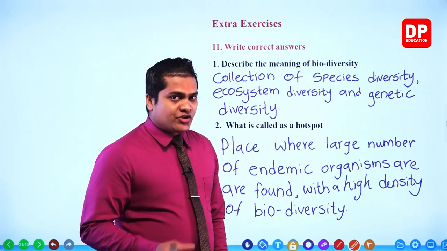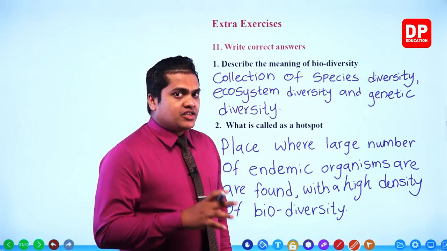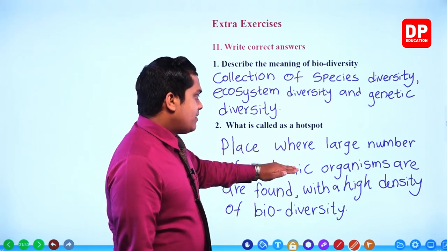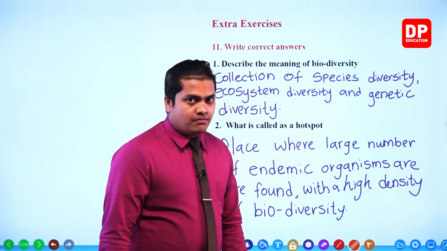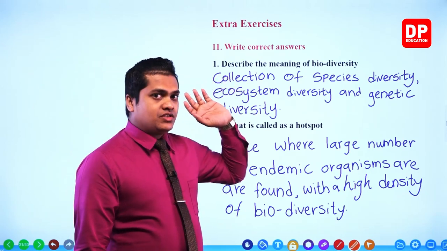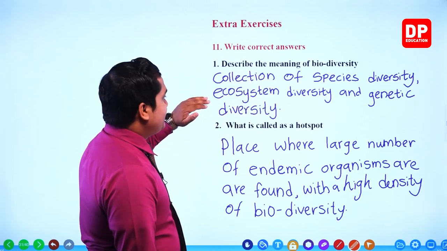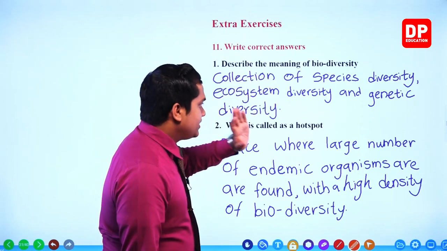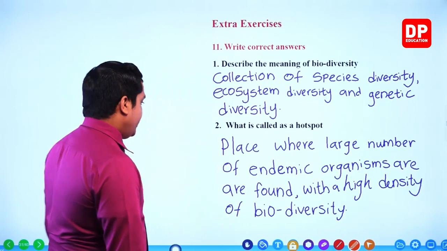So in Sri Lanka also there are several hotspots, my dear children. It's because of having a large number of endemic organisms with a high density of biodiversity. And the meaning of biodiversity reflects the collection of species diversity, ecosystem diversity, and genetic diversity. Then we'll move on to the next question.